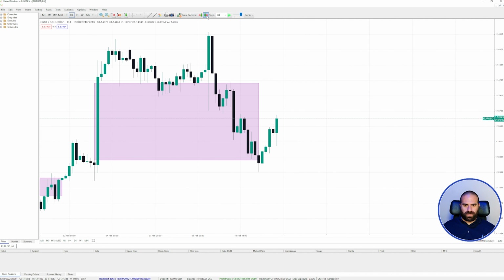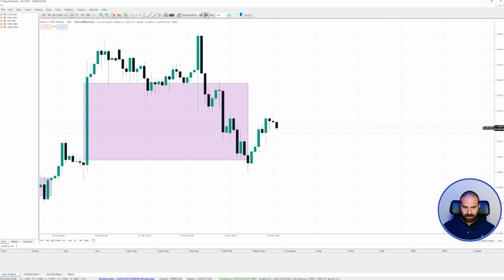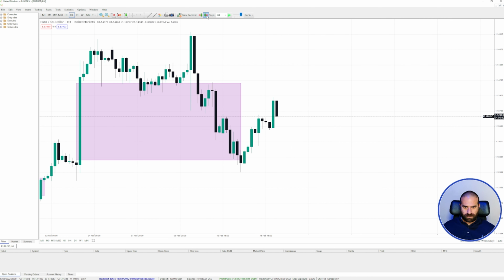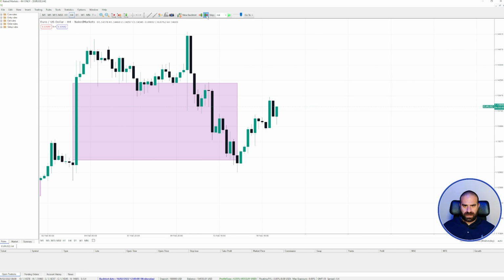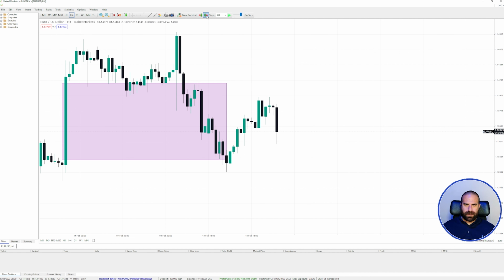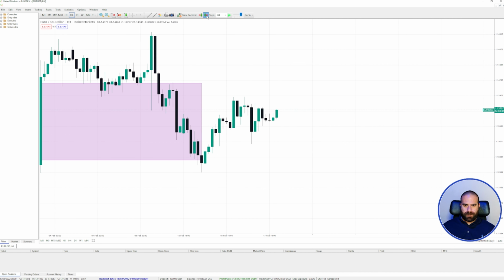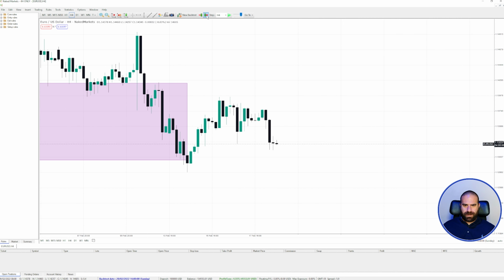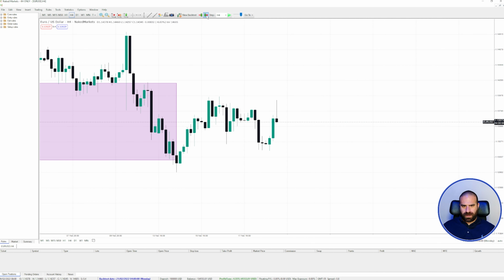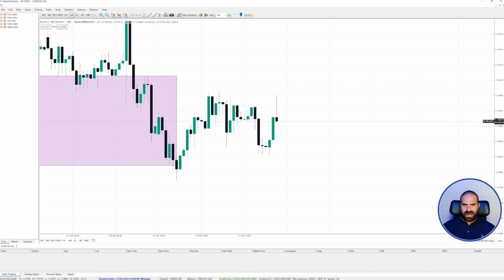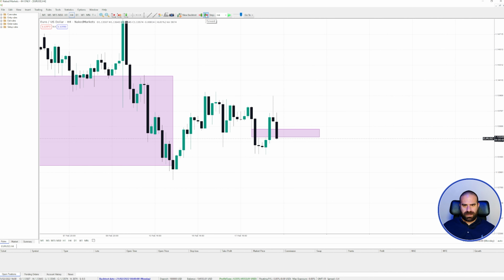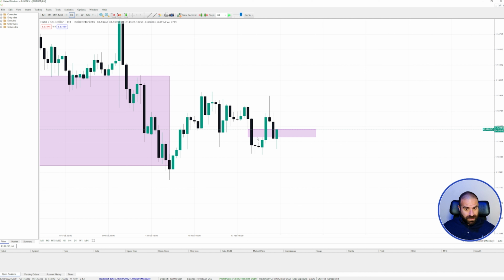I'm gonna move forward, of course. Not good, not the thing that I wanna see. Okay. Now I have an inversion fair value gap, and the inversion fair value gap has been printed exactly right here, a double fair value gap. Let's see if this gets rejected.